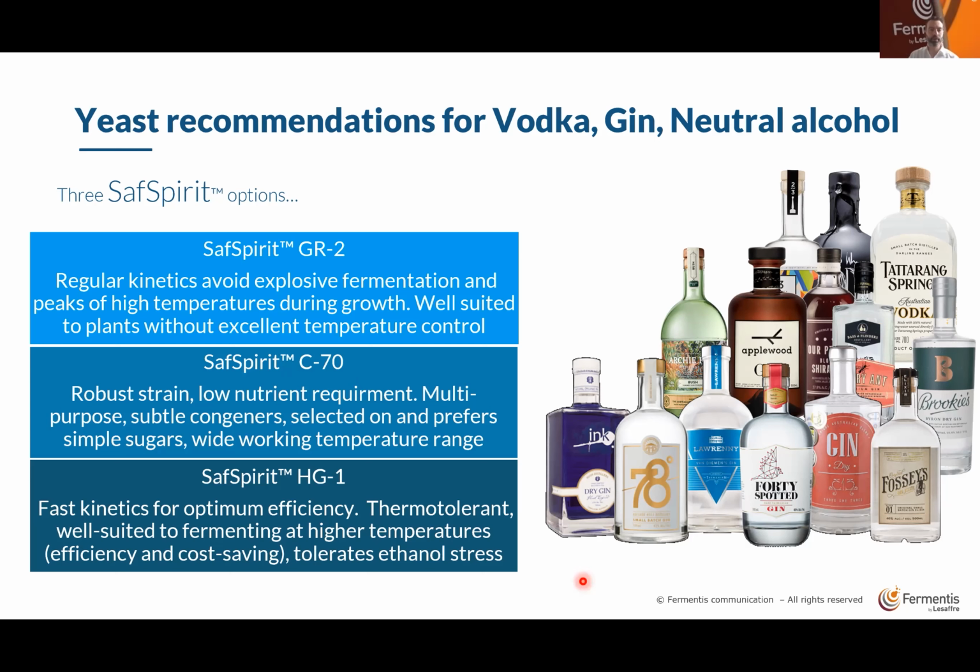So for a neutral alcohol spirit, we have three nice selections of yeast: Saspirit GR2, Saspirit C70, and Saspirit HG1, each having their particularities. GR2 has regular kinetics and avoids peaks at high temperatures. It's well suited to plants that have good temperature control. C70 is very robust, doesn't need a lot of nitrogen, so it's very multi-purpose with a wide range of temperature. And then HG1, a very fast kinetic and thermotolerant, so it's well suited to ferment at high temperature to optimize efficiency and cost.